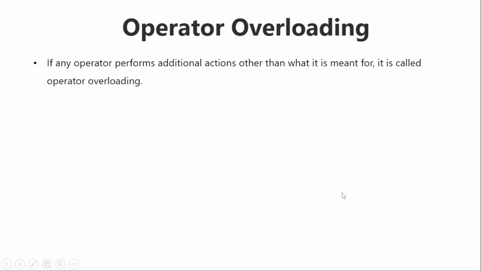Let us start with operator overloading. Operator overloading is a method of polymorphism where you perform multiple operations with the help of a single operator. What it defines is that if an operator performs an additional action other than what it is meant for, it is called operator overloading. I will take a simple example to explain this. Now let us move into the code editor.